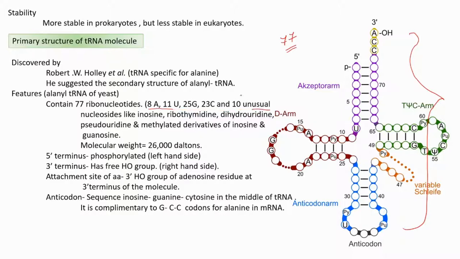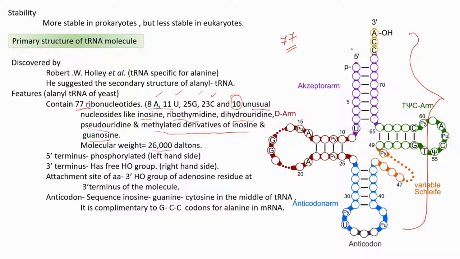There are 10 unusual bases. And what was the number of adenine, uracil, guanine and cytosine? 8 adenine, 11 uracil, 25 guanine and 23 cytosines. Unusual nucleosides means that to the normal nucleosides some modification, some addition of other groups happens, resulting in inosine, ribothymidine, dihydrouridine, pseudouridine, and the methylated derivatives of inosine and guanosine. These unusual bases are also included in these 77 ribonucleotides. Molecular weight is 26,000 dalton.